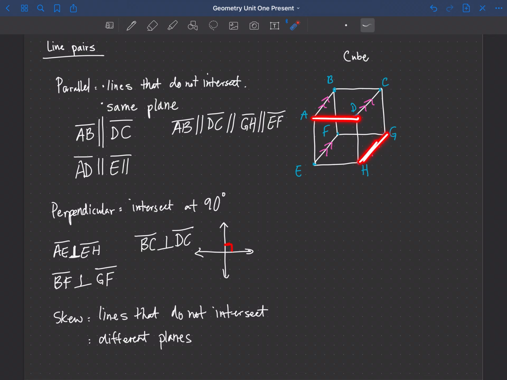AD and HG. So you can see that they're not on the same plane, but if you were to extend them out, they're never going to cross each other. They're just going to miss each other. Okay. There's no symbol for skew, so we're just going to write AD and HG are skew.